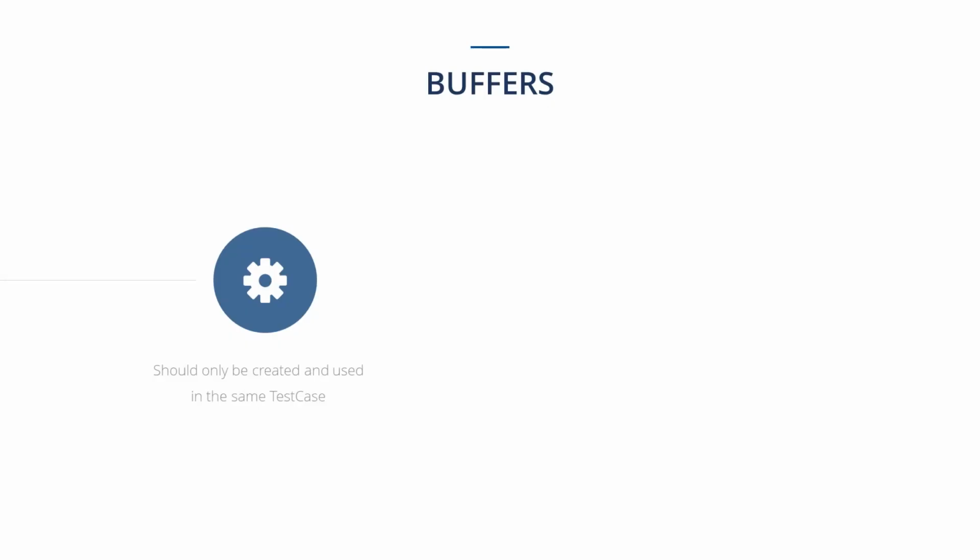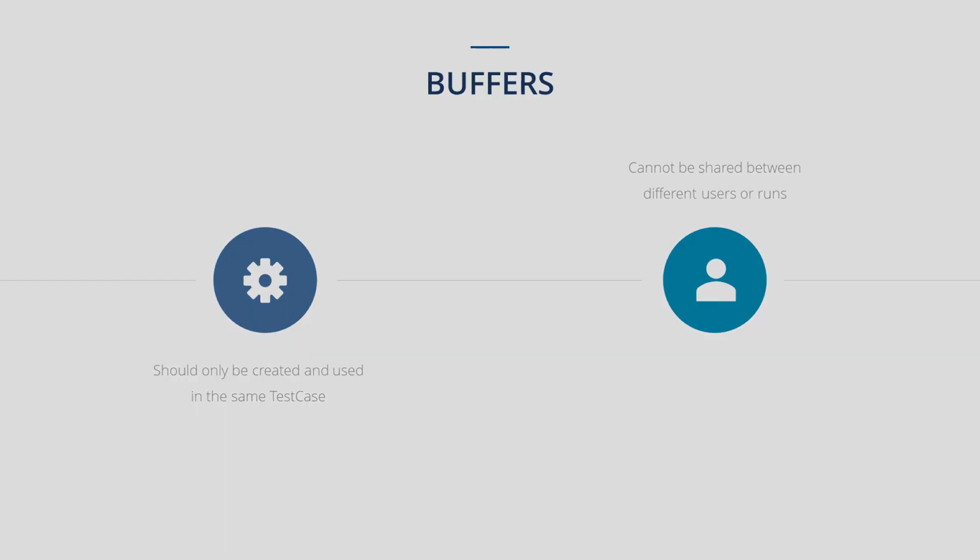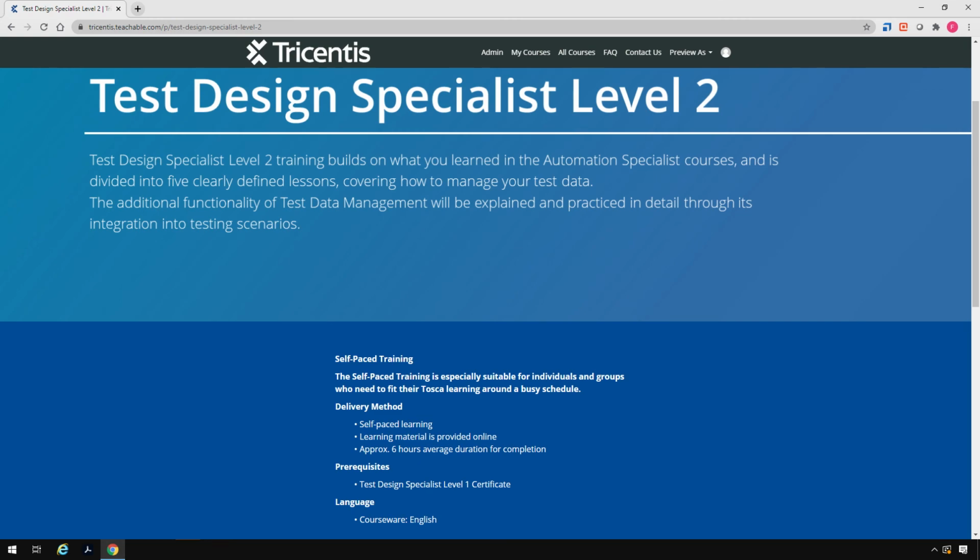Please note that buffers should only be created and used within the same test case to ensure we're using the same value. Additionally, these are only saved locally, so we cannot expect different users to pass buffered values to each other across multiple runs. To share values across tests and testers, Tosca uses the Tricentis Test Data Service. You can find more information about Test Data Service in the course Test Design Specialist Level 2.